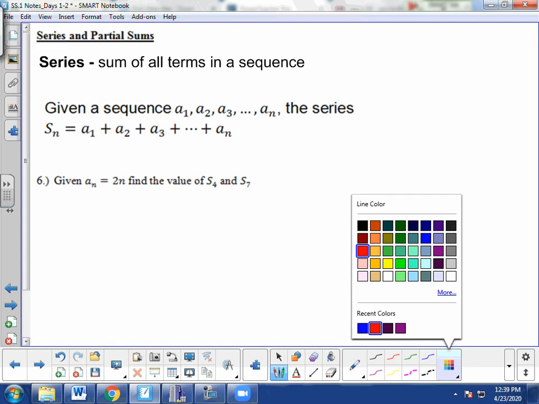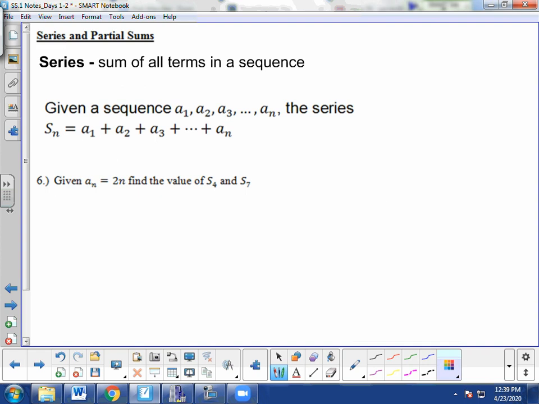So for example, let's take a look at 6. 6 says given this sequence a of n equals 2 times n, find the value of s sub 4 and s sub 7. So s sub 4 and s sub 7 basically tells us we want to find the value for the series. So if I want to find s sub 4, what s sub 4 means is to take a sub 1, add it to a sub 2, add it to a sub 3, and add that to a sub 4. So we want to add up all those terms.